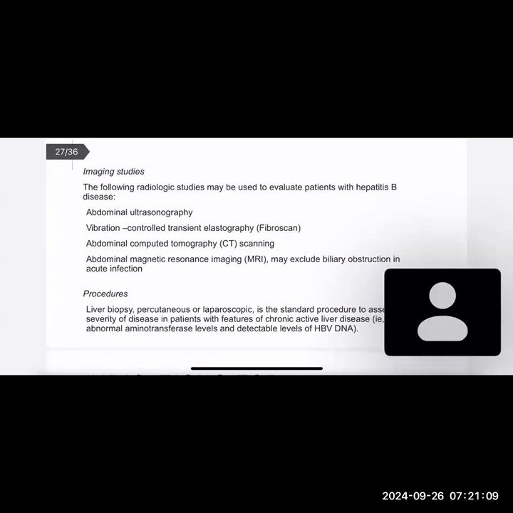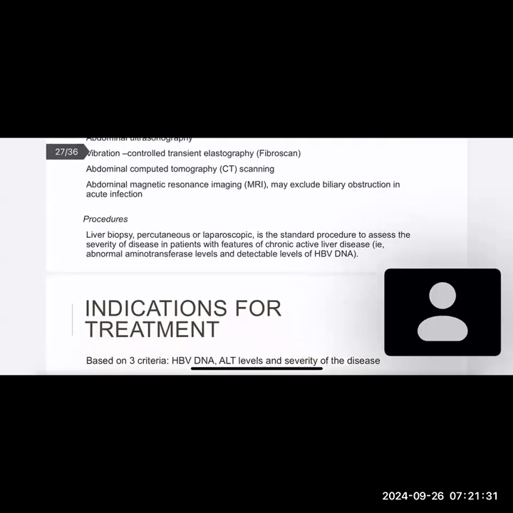Imaging studies are also very relevant in evaluating our patients. Abdominal ultrasound, vibration-controlled transient elastography, that's the FibroScan. Abdominal CT, especially if we want to make a diagnosis of hepatocellular carcinoma using the triphasic CT. Abdominal MRI is also helpful if we want to exclude biliary obstruction in acute infection. And then liver biopsy. Liver biopsy is a standard procedure, which helps to assess the severity of disease in patients who have chronic active liver disease.